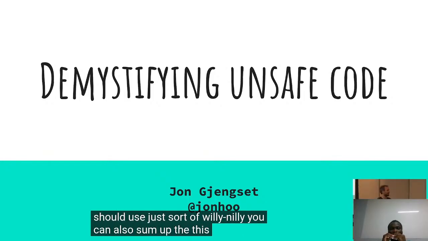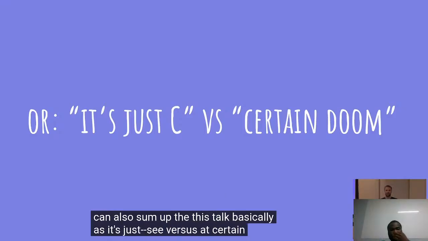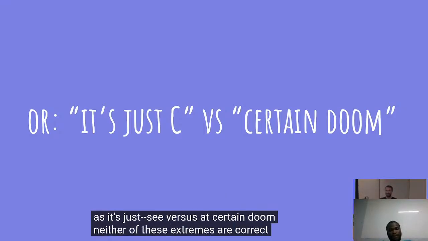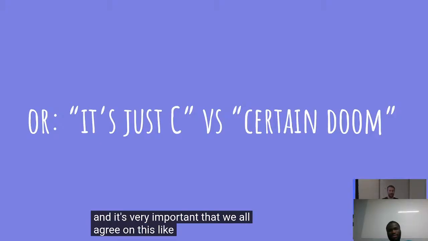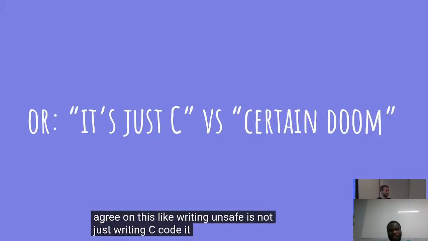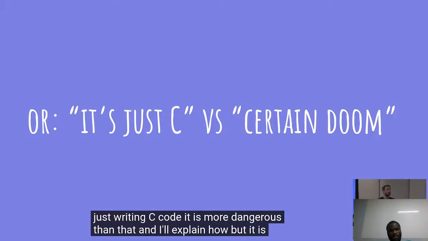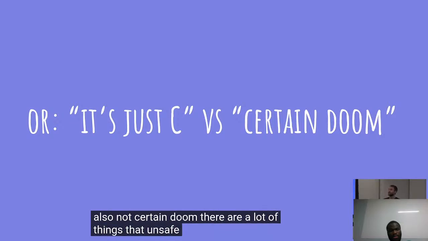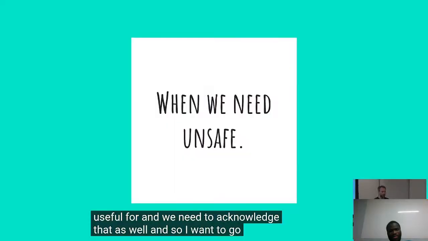You could also sum up this talk basically as "it's just C" versus "it's certain doom." Neither of these extremes is correct, and it's very important that we all agree on this. Writing unsafe is not just writing C code. It is more dangerous than that, and I'll explain how. But it's also not certain doom. There are a lot of things that unsafe is necessary for or useful for, and we need to acknowledge that as well. And so I want to go through first why we need unsafe.